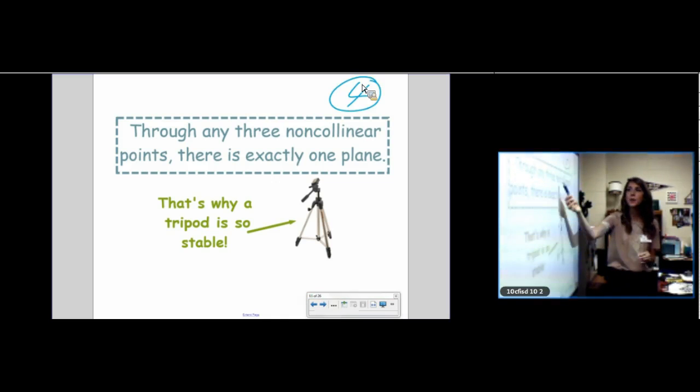Through any 3 non-collinear points, there's exactly 1 plane.